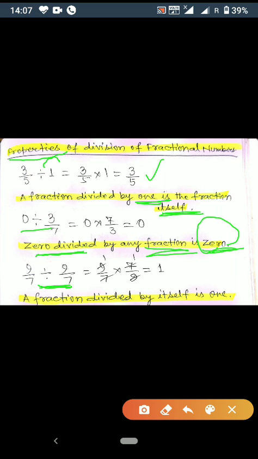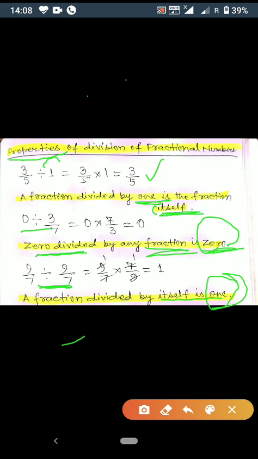A fraction divided by itself is 1. 9 by 7 divided by 9 by 7 can be written as 9 by 7 multiplied by the reciprocal of 9 by 7, that is 7 by 9. So 7 ones are 7, 9 ones are 9, equal to 1. So a fraction divided by itself is 1.